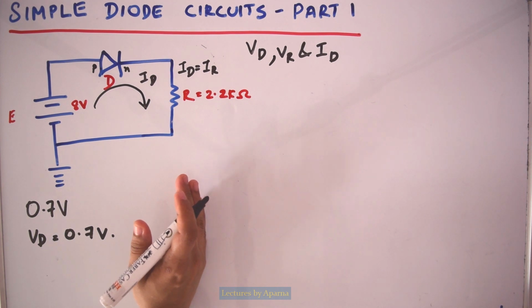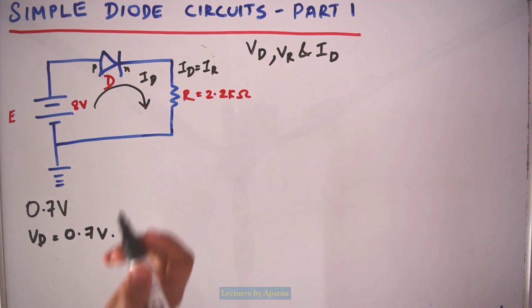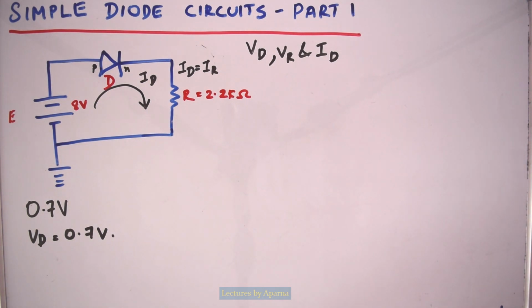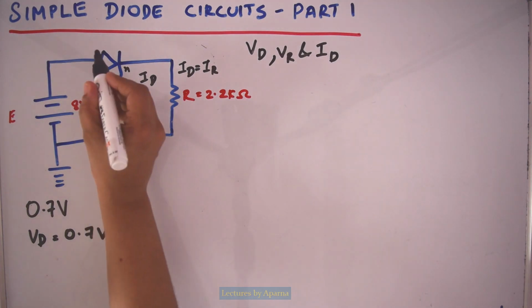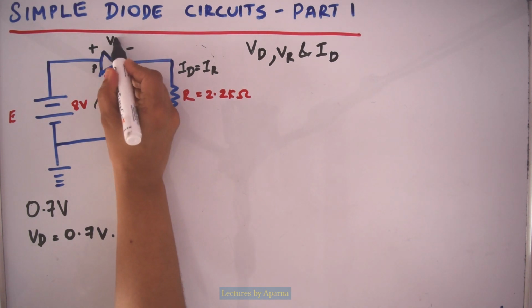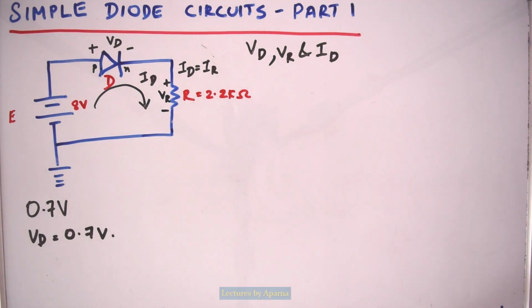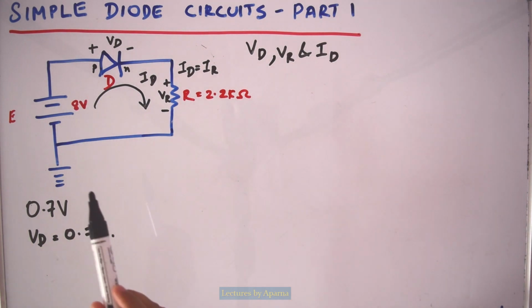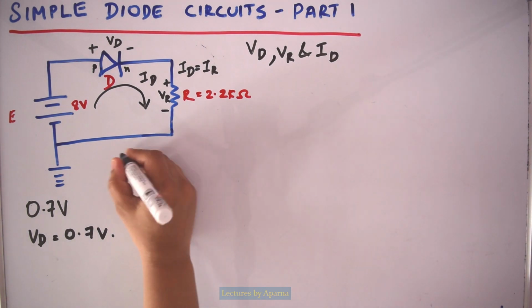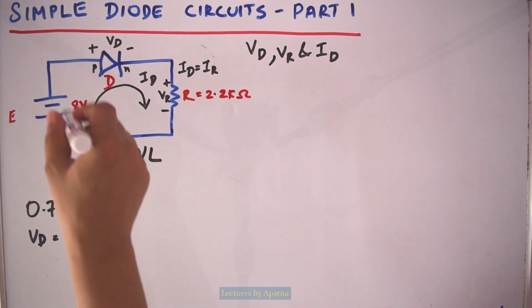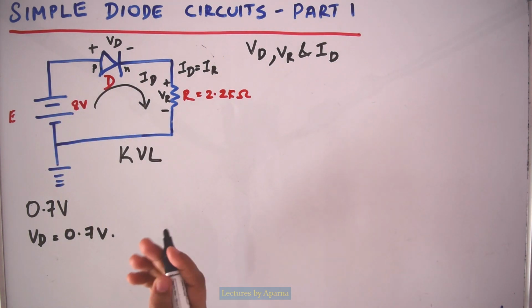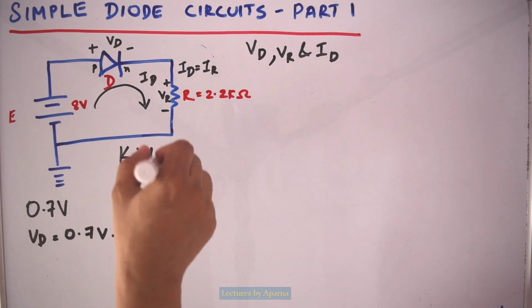Now we will apply Kirchhoff's voltage law here. So here I am taking the polarities of VD like this and the polarity of VR, or the voltage across a resistor, like this, since the current is flowing from a higher potential to a lower potential. Now we have to apply Kirchhoff's voltage law or KVL in this loop. KVL says that the algebraic sum of voltages in a loop will be equal to 0.